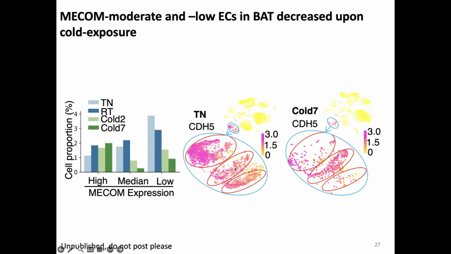So the middle group is the group with the highest expression of MECON, and this population was retained upon cold treatment, while the group with the lowest expression of MECON shows the most dramatic decrease of population size.